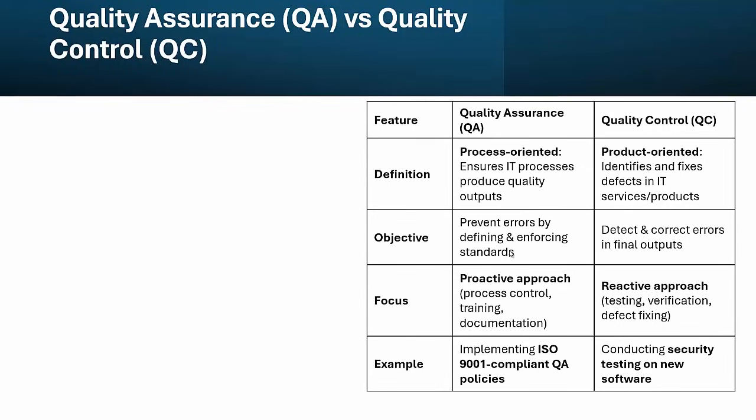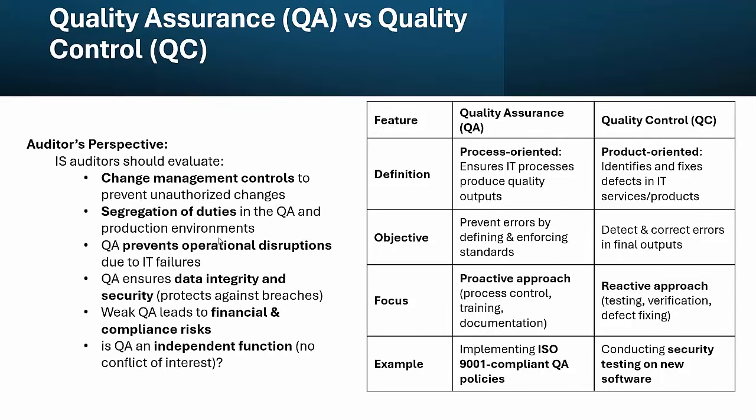Now next is quality control and quality assurance. Listen carefully. QA focuses on process assurance and QC focuses on testing. I'm giving you assurance you will pass the exam. How? By testing your knowledge. So here we have the difference between QA and QC. QA is process oriented, QC is product oriented. The objective of QA is to prevent errors by defining standards. Detecting errors is part of QC. QA is a proactive approach; QC is a reactive approach. An example is implementing ISO 9001. That's QA, but conducting testing is part of QC.